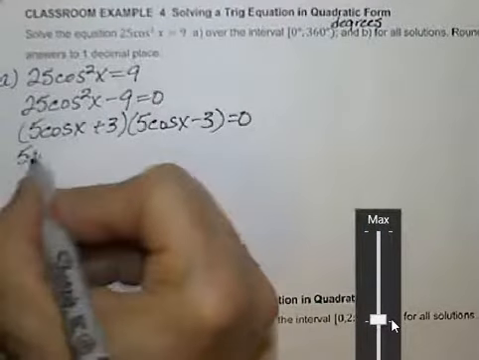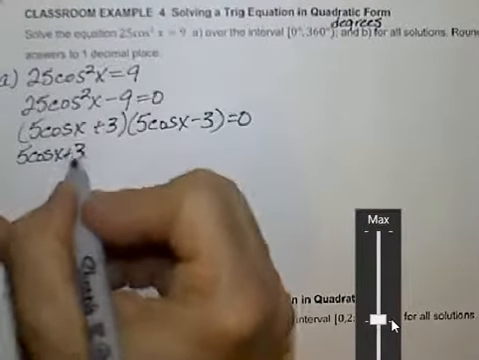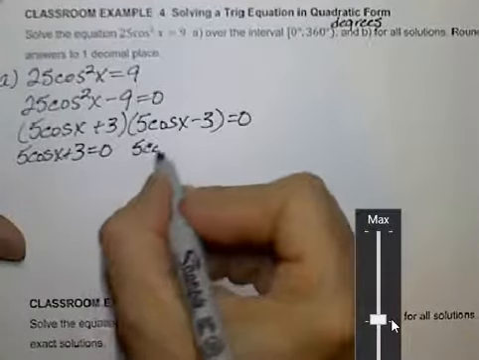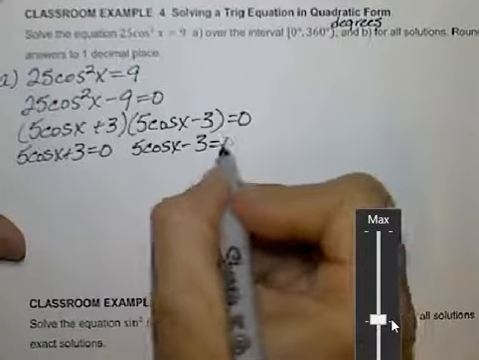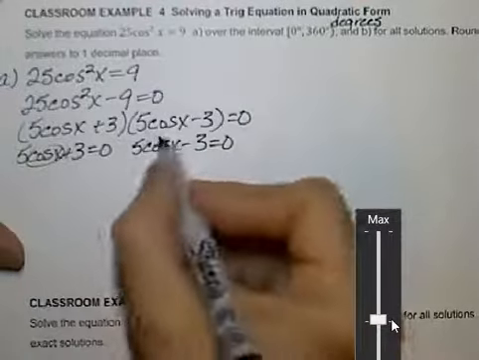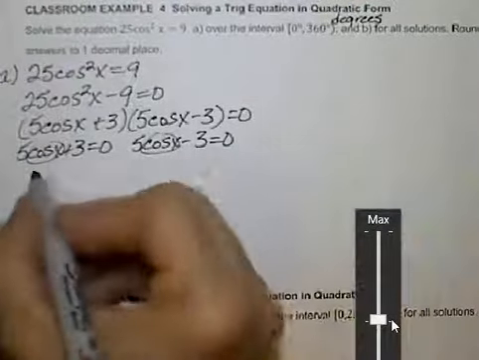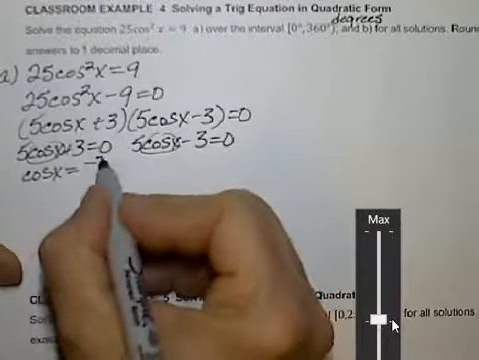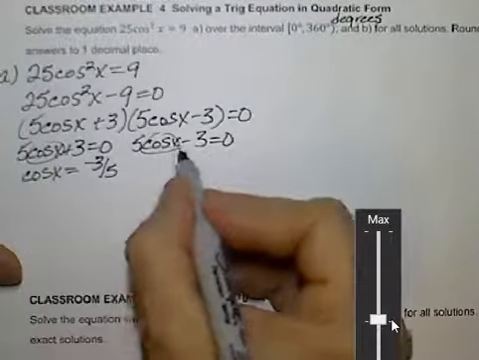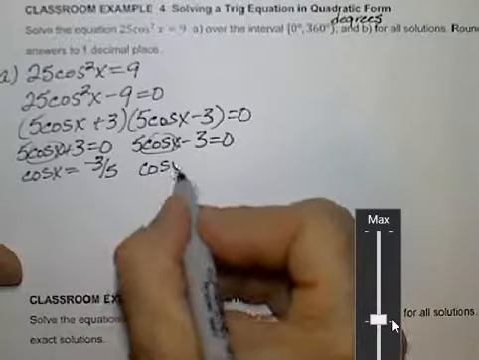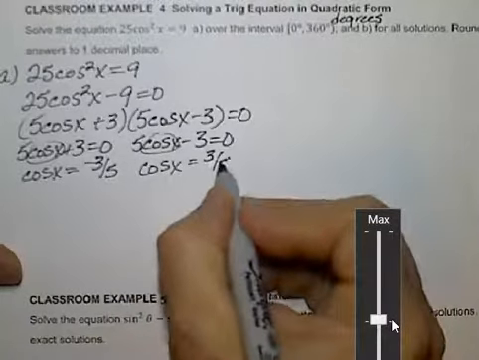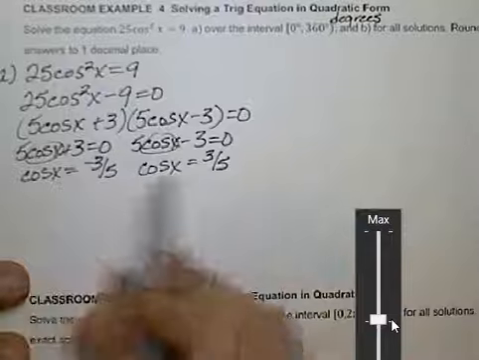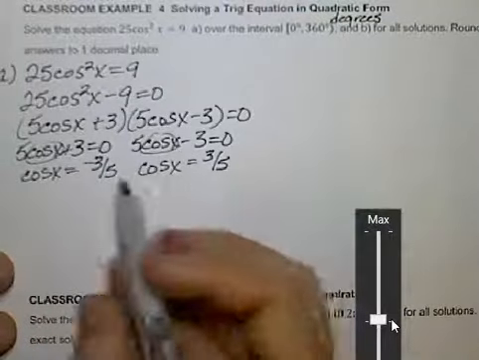Then we would take each factor and set it equal to 0, and solve for cosine of x in each one. This one, if we solve for cosine of x, we would get negative 3/5. This one, if we solve for cosine of x, we would get positive 3/5. So that would be one way to get these two solutions.